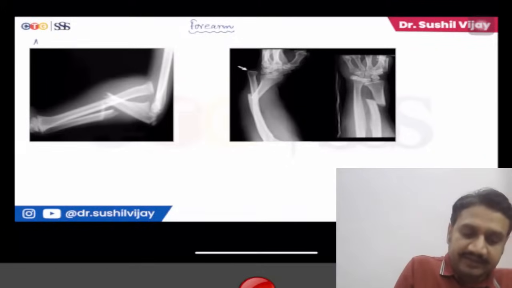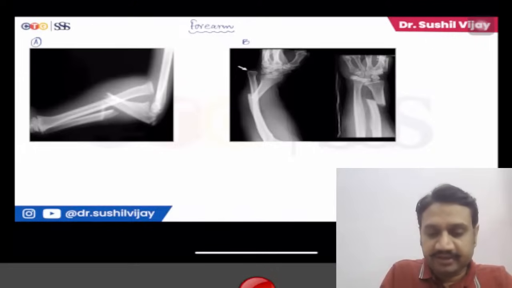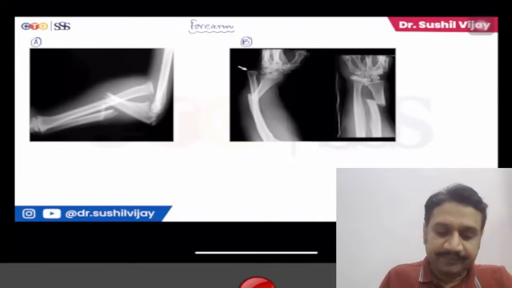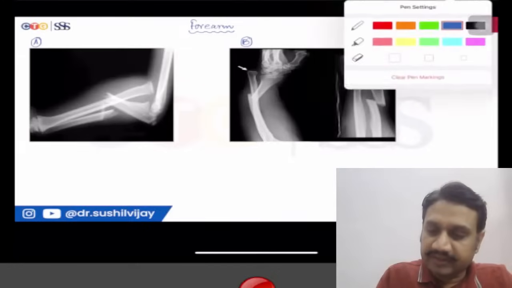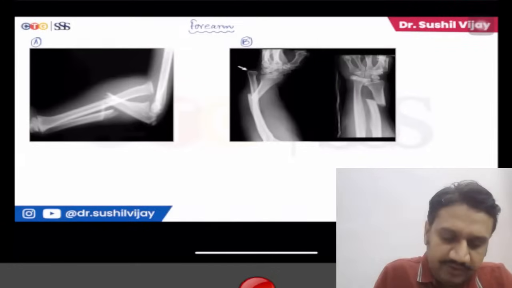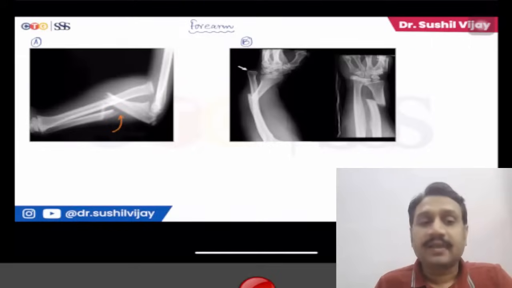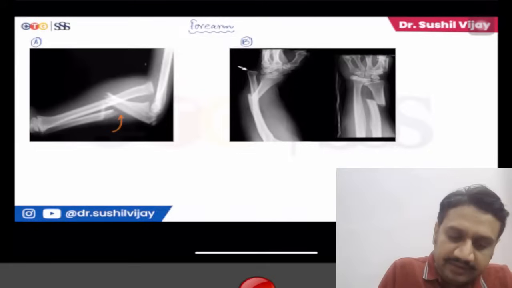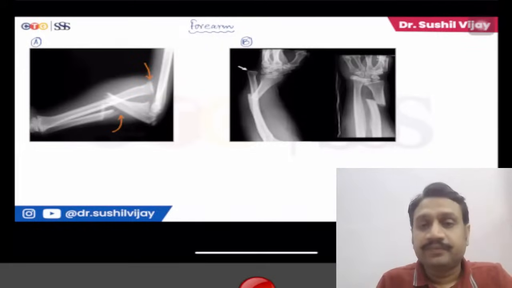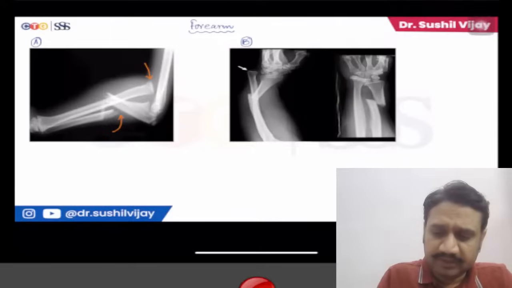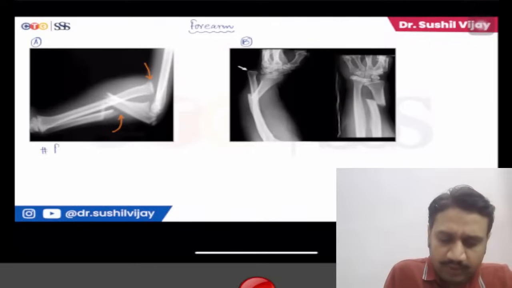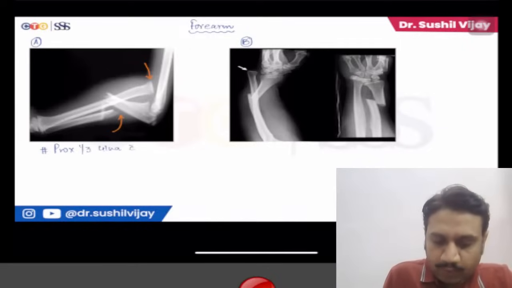Look at the very first X-ray, X-ray A here, and this is X-ray B. What all can we make out in X-ray A? There is a fracture of the medial bone, that is the ulna here, and the radial head is getting dislocated from here. The fracture of the proximal one third of the ulna, with what getting dislocated? Dislocation of the proximal radioulnar joint.